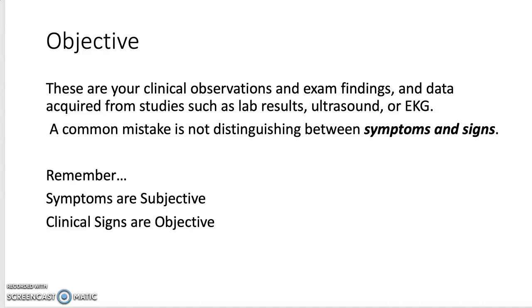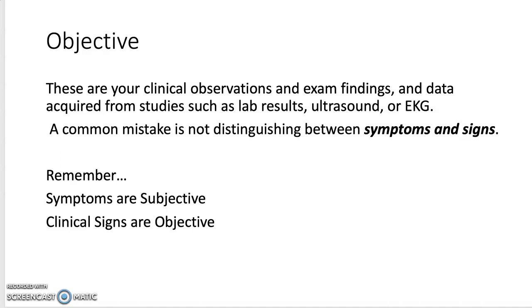So in the objective section, you will record your own clinical observations and exam findings and any data acquired from studies such as lab results, ultrasound, an EKG, and your physical exam. Students make a common mistake to not distinguish between signs and symptoms. Symptoms are the patient's subjective description and should be documented under the subjective heading, while a clinical sign is an objective finding related to the associated symptom reported by the patient.